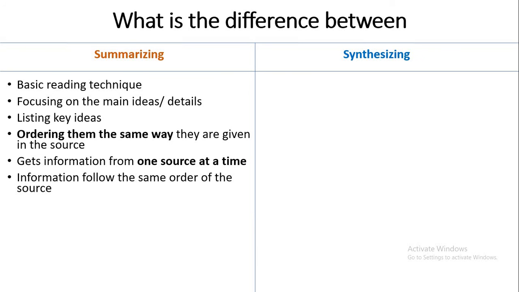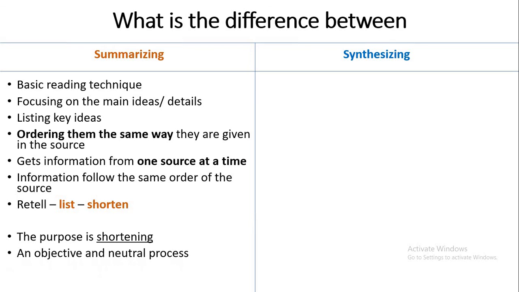And when we summarize a particular source, we follow the same order given in this source, same order of ideas. In the act of summarizing, we retell, we list ideas and details, and we, as I've just told you, shorten the text. The purpose of summarizing is shortening the text, and it's an objective and neutral process. You're not supposed to add your opinion, you're not supposed to draw conclusions when you summarize.